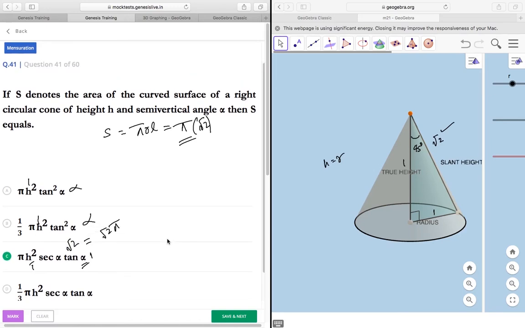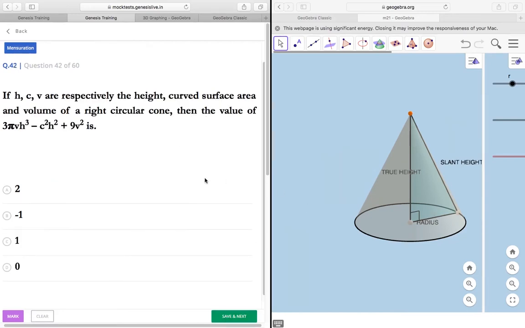Hope this is clear. You can solve in however way you are comfortable with. Fantastic. Let's move on to the next one.